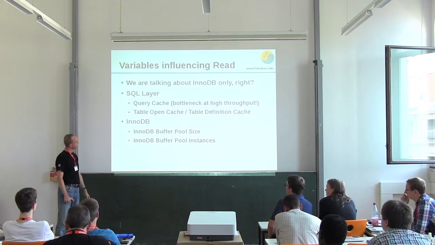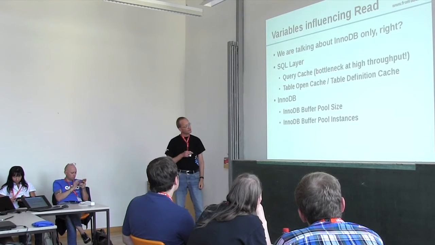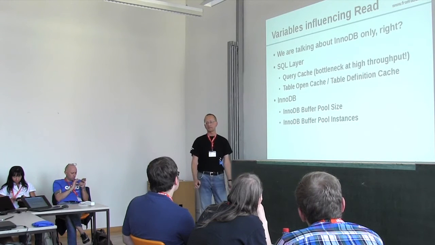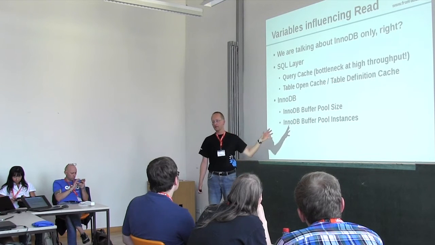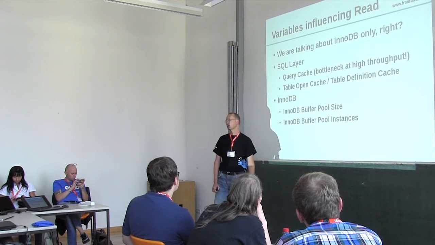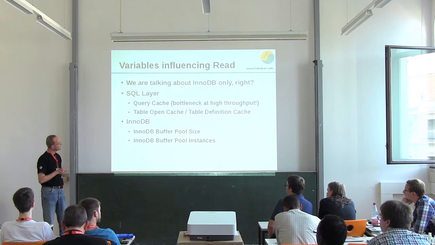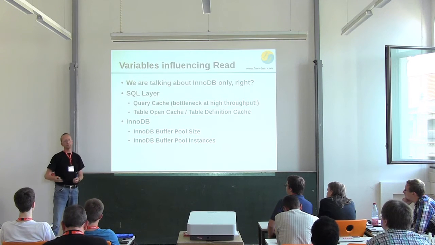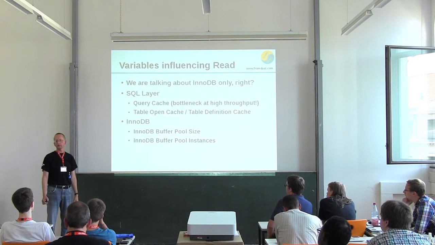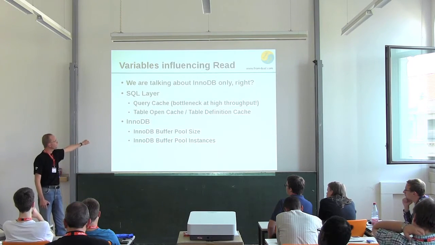Yeah, that's sad, but Oracle has decided to do that. Pay attention, the query cache can be a bottleneck at high throughput and if you have a high write rate. So the query cache is good with always-repeating queries and fewer writes, but it can be bad in the other way. So you have to know your pattern and find out if the query cache helps or causes you pain. You see that in the process list, there is a state called waiting for query cache mutex or something like that. If you see that very often, switch off the query cache.